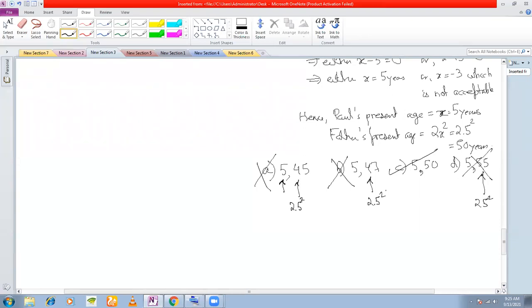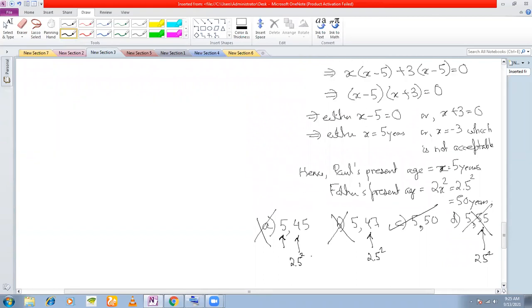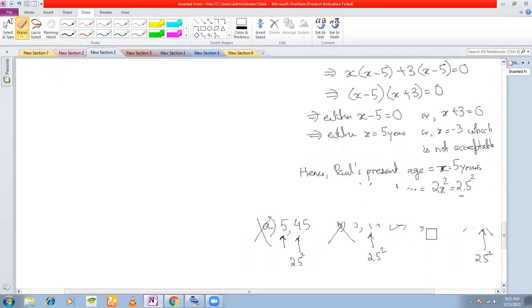So you need not solve the entire quadratic equation. If the options are convenient, then you can do this by smart ways also.